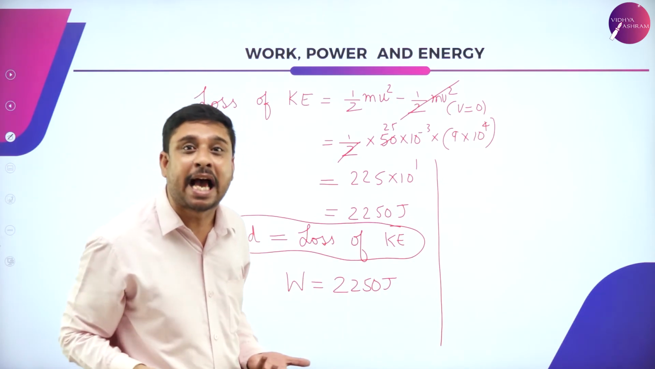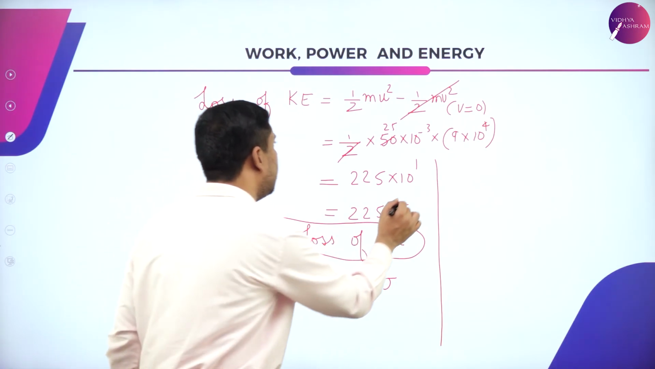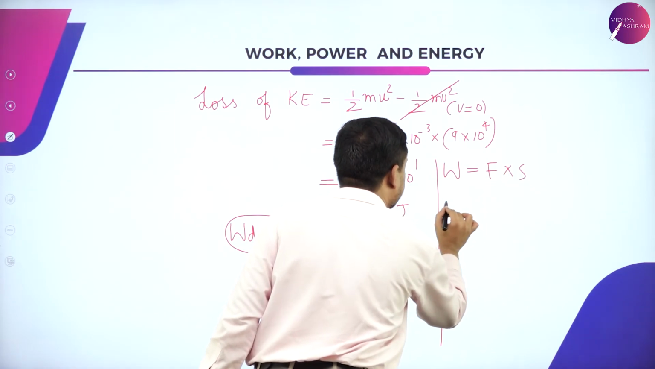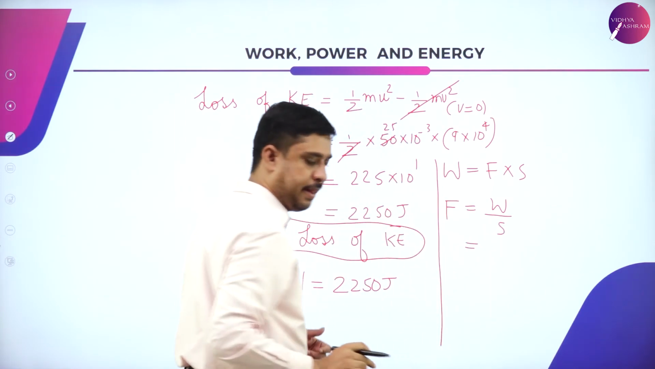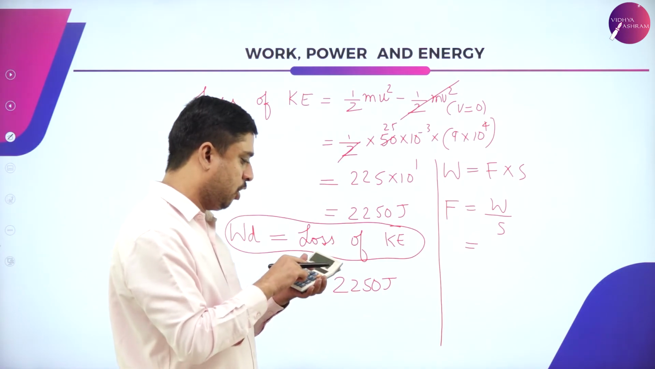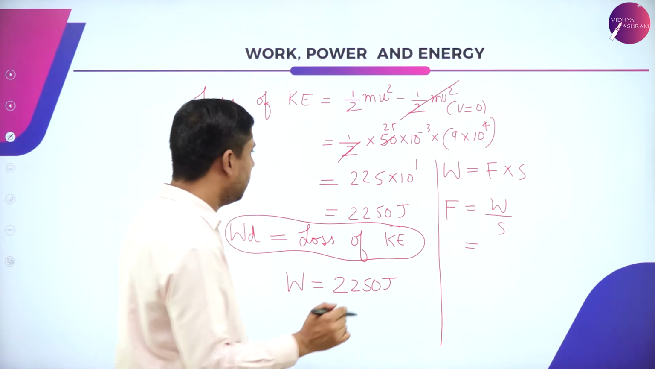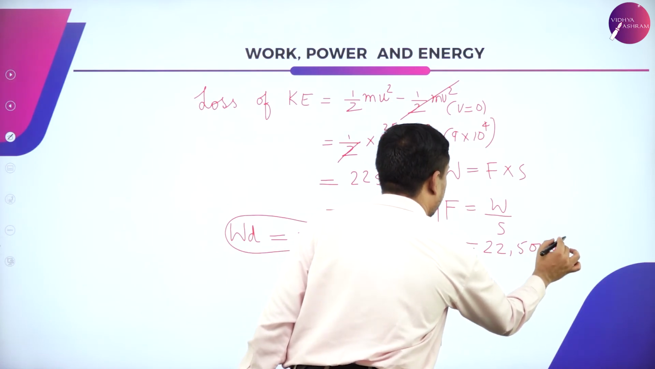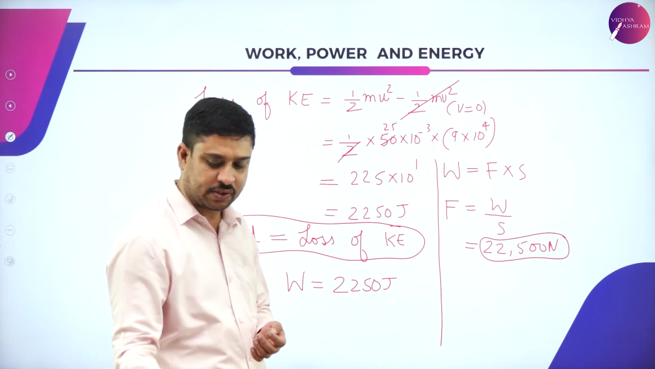Now with this, how do I calculate force? Sir, don't I know the definition of work now? Yes, very clearly. Work is force into displacement. So force is W by S. So this is 2250 divided by 0.1, and the answer is 22,500 Newton. So this gives me the amount of force.